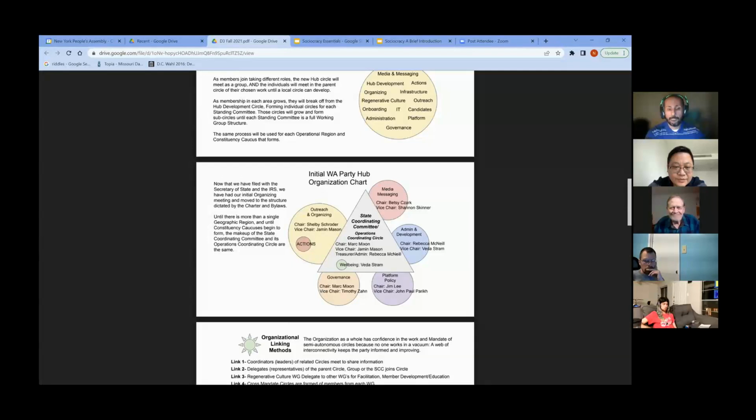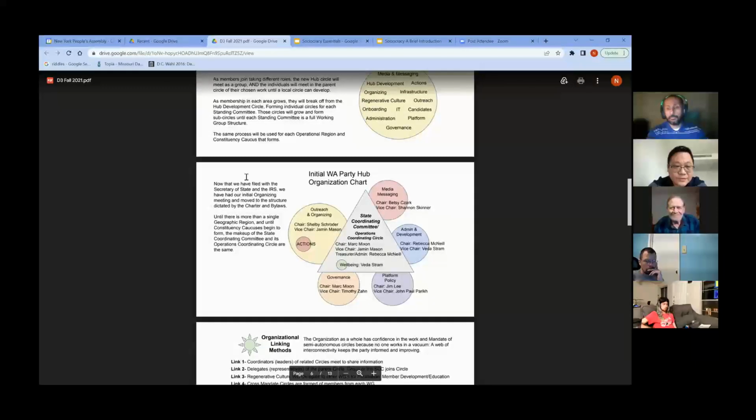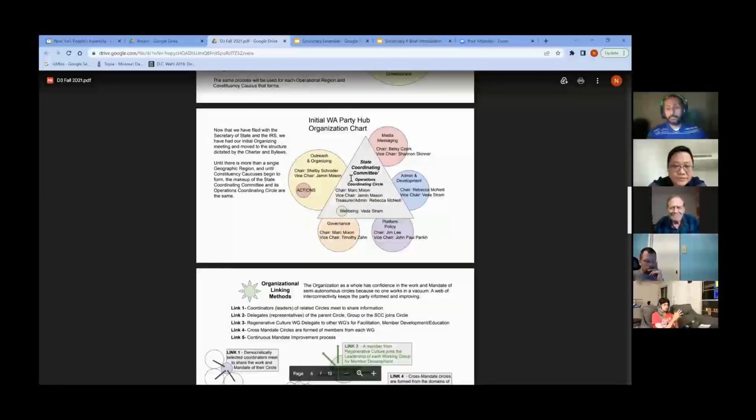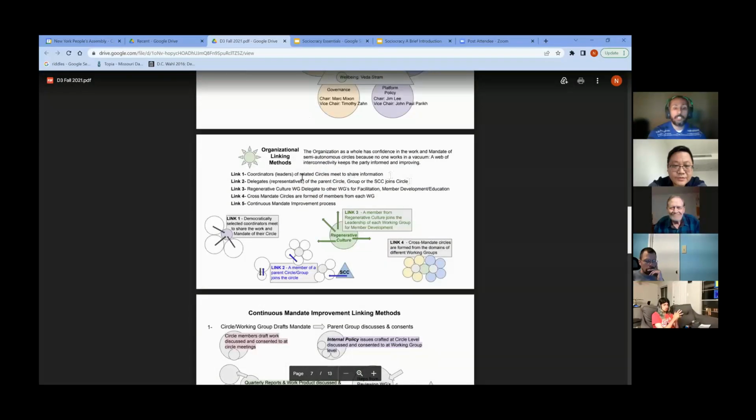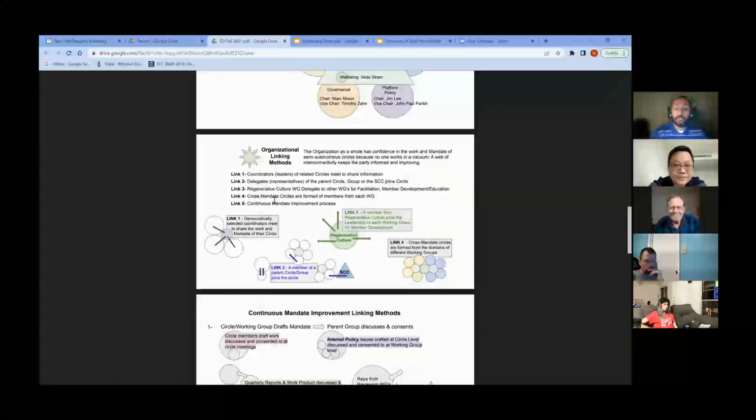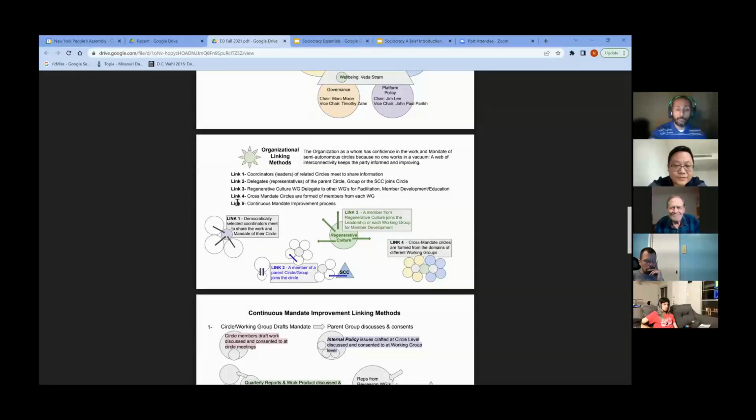Now, what's unique about the D3 model is that it has a multi-linking system. It doesn't have just the dual link. Link 1, coordinated leaders of voluntary circles meet to share information. Link 2, delegates represent the parent circle of the group, or the CC joins the circle. Link 3, the regenerative culture working delegate to other working groups for facilitation, members, development, and education. And link 4 is cross mandate circles formed of members from each working group. And finally, the 5th is a continuous mandate improvement process. So as you can see how links 1, 2, 3, and 4 operate.